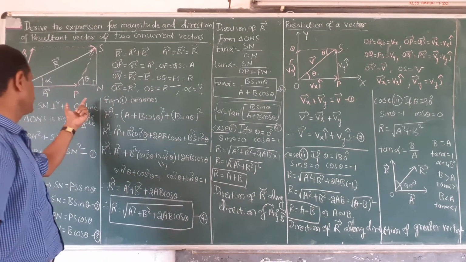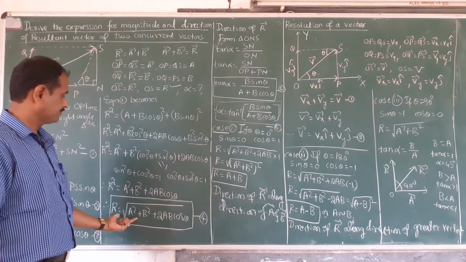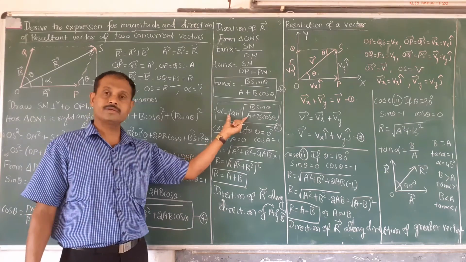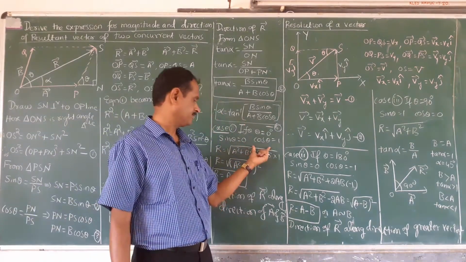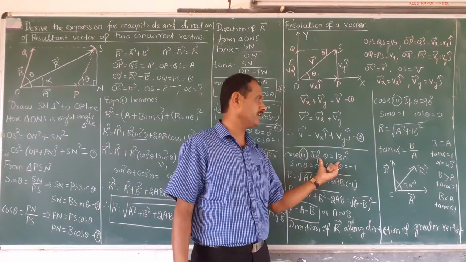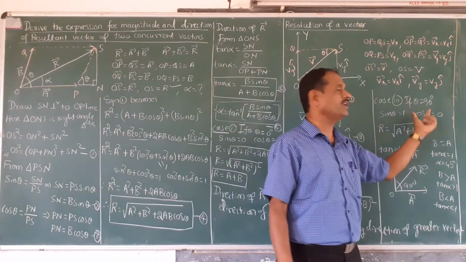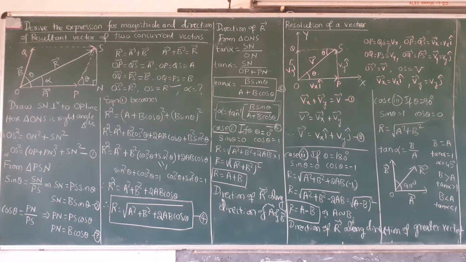This is about the magnitude of the resultant vector, the direction of the resultant vector, and to discuss the different cases. If theta is equal to 0 degree, if theta is equal to 180 degree, if theta is equal to 90 degree. This is about the magnitude of the resultant vector and the direction of the resultant vector.